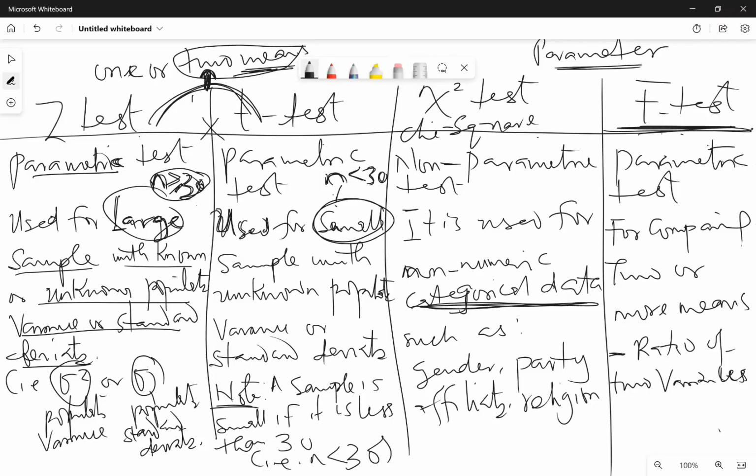Z test can be used for one mean, can be used for 2 means. Same thing applies to T test. But once your means are 2 or more, this F test will be used. While the chi-square test is a non-parametric test and is used for what? Categorical data. Those are the 4 types of tests. I think we have tried tonight.